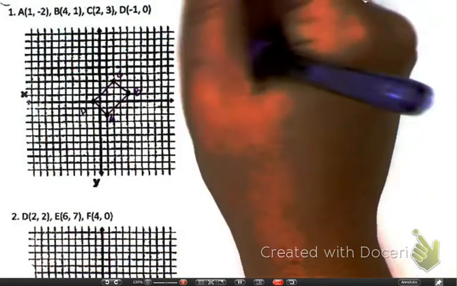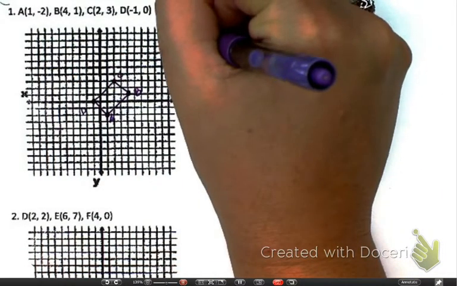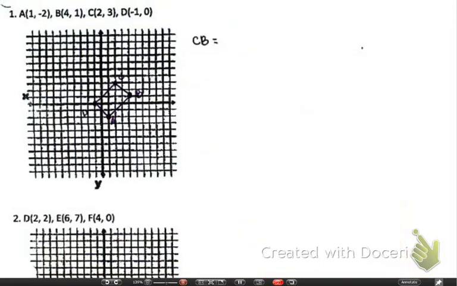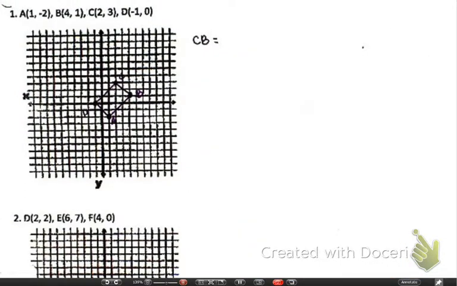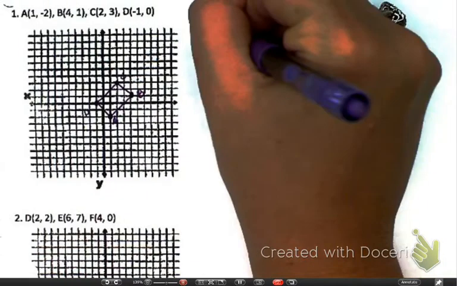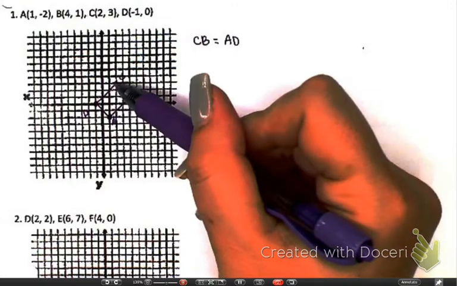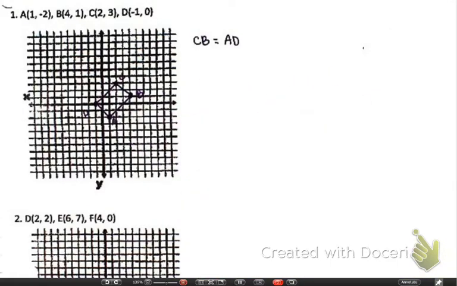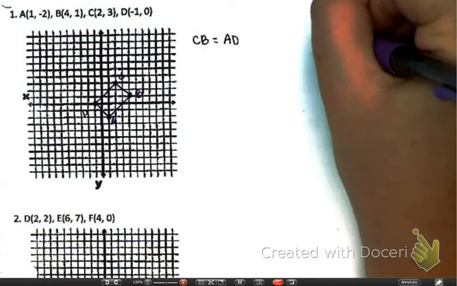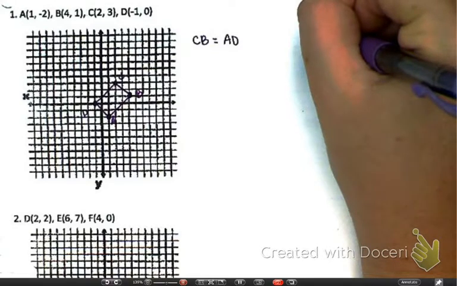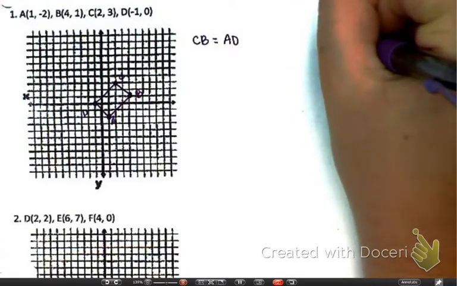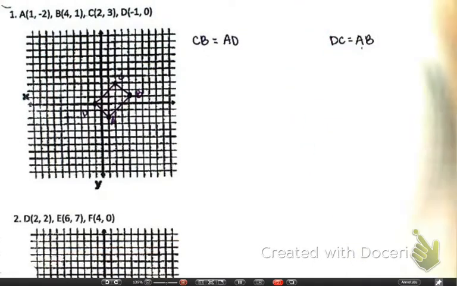Okay, I'll start you with one. What would CB be equal to? AD. So CB and AD are going to have the same length. CB and AD. What else will have the same length? DC and AB will have the same length.